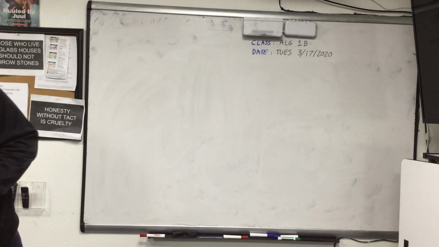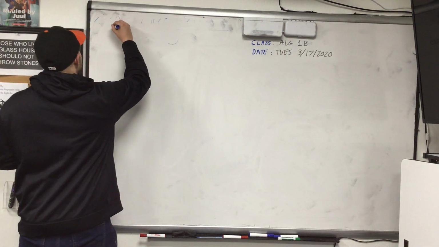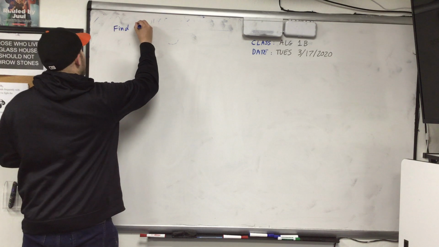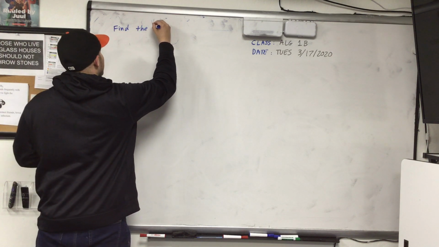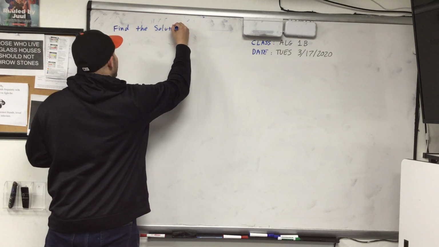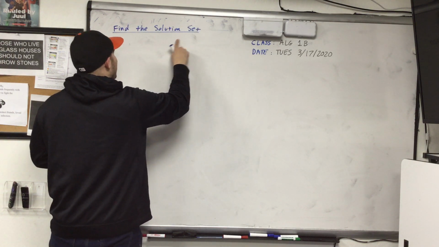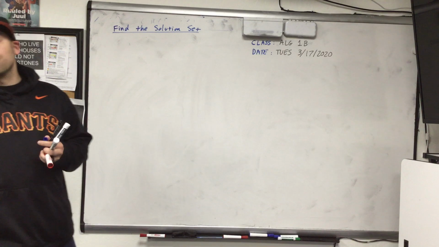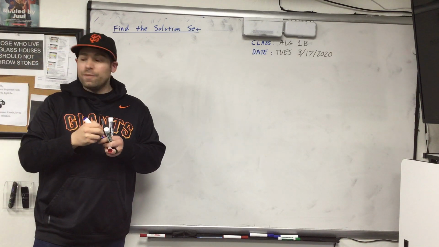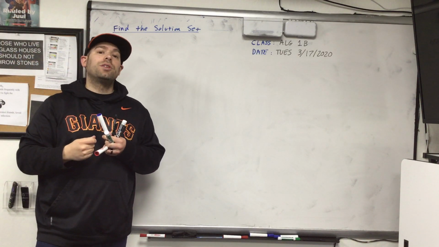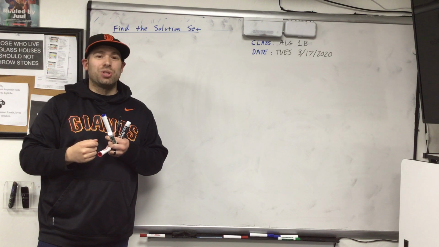So first things first, the directions are going to say find the solution set. Now remember, going back to our absolute value unit, find the solution set were the directions. Previous to that, the problems used to say solve for x or solve for the unknown variable. Well, find the solution set implies that there are multiple answers that satisfy a true statement.